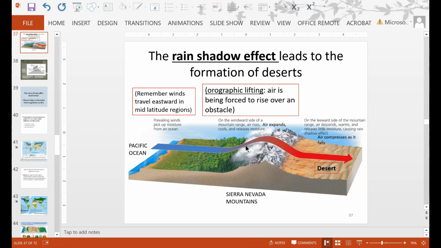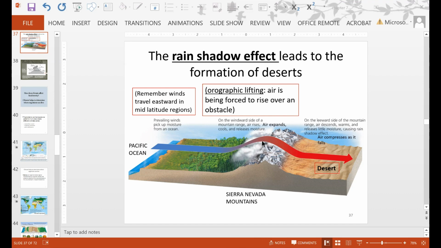And then if it hits, let's say, the Sierra Nevada mountains, it's forced up the mountain. So the air is forced up the mountain. That is called orographic lifting. That means air is being forced to rise over an obstacle as opposed to air rising because it is warm air, right? So normally air rises when it's warm, but in this case, you're forcing the air to rise.